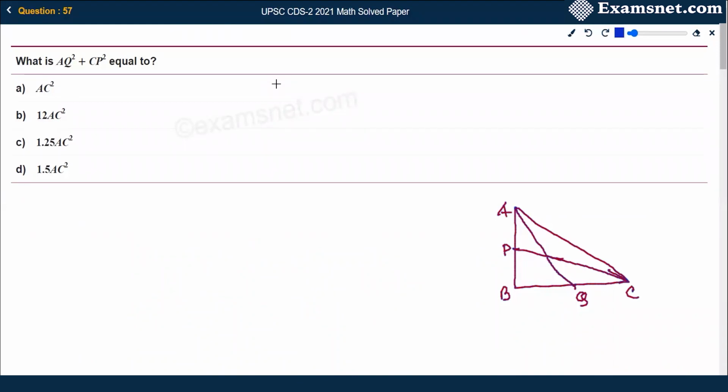This is the continuation of the previous question. Here we are just asked extra, that is, what is the value of AQ square plus CP square? So look at the diagram again. AQ square, if we consider ABQ, this right angle, we will get AB square plus BQ square. Let me first write the expression. So AQ square means AB square plus BQ square, and CP square, if we consider BPC, this right angle triangle, so CP square will give us BP square plus BC square.